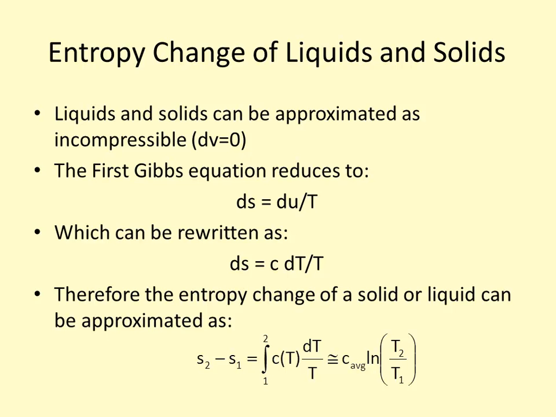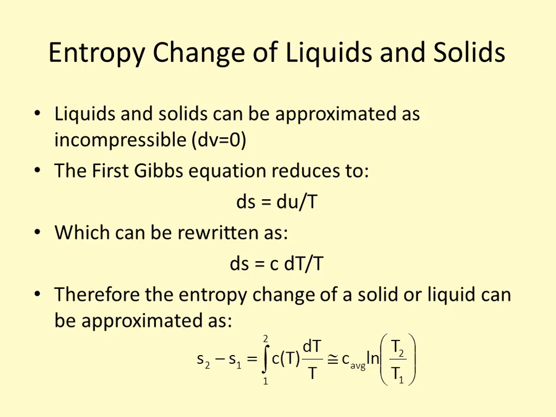Getting more specific, if we have liquids and solids, generally they can be assumed to be incompressible. And what does incompressible mean? The volume does not change. Okay, the volume doesn't change, or the density doesn't change. The specific volume, the total volume, may change. But it's the specific volume, which is the volume divided by the mass, or the reciprocal of density.